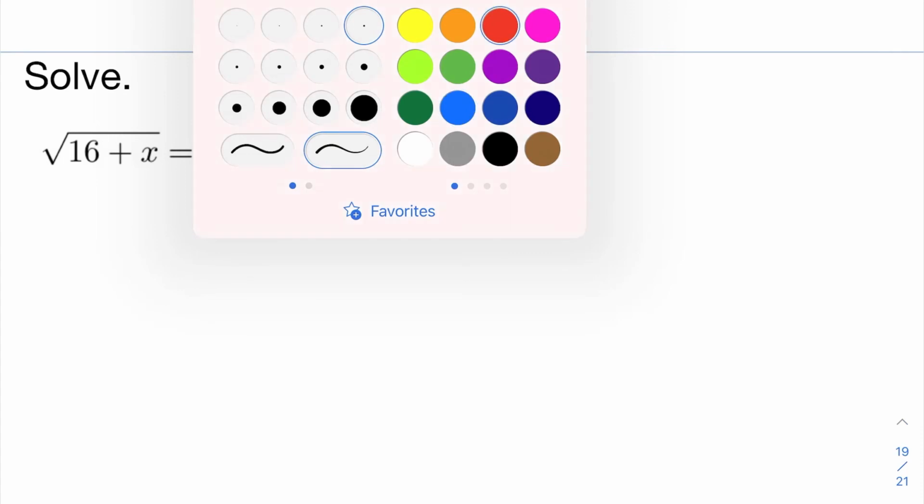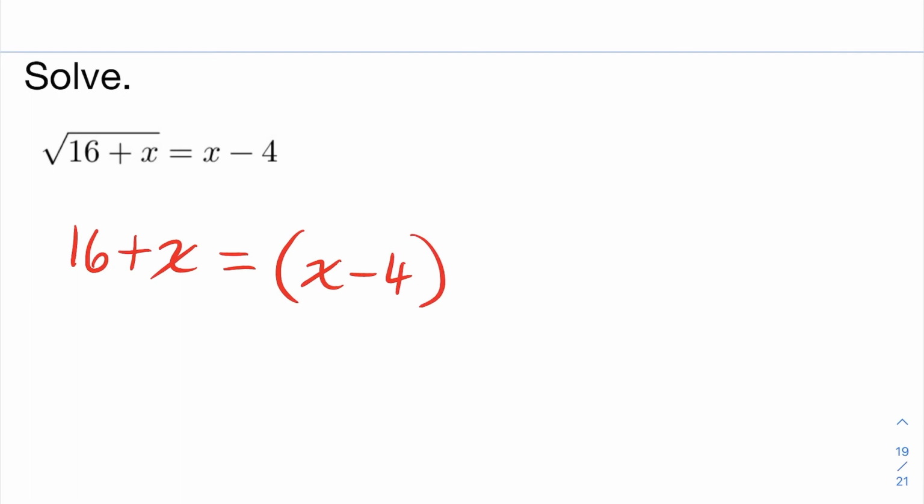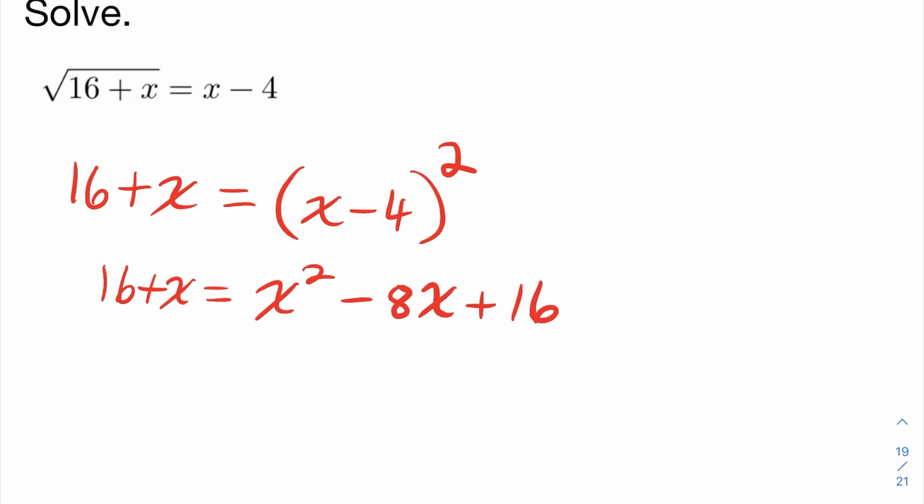So for this example, once again, I need to get rid of the radical. To get rid of that radical and just have 16 plus x, I have to take the right-hand side, x minus 4, and I have to raise it to the power of the index, which is 2. All right, so the right-hand side, I actually FOIL to get x squared minus 8x plus 16.